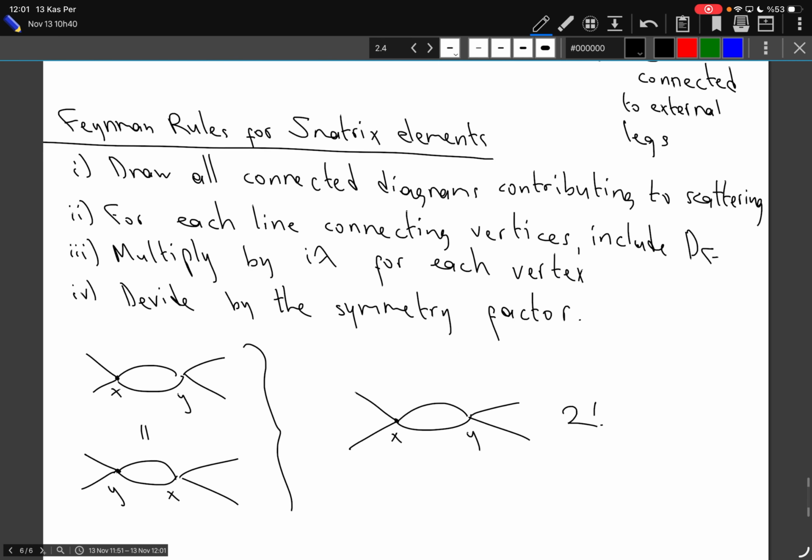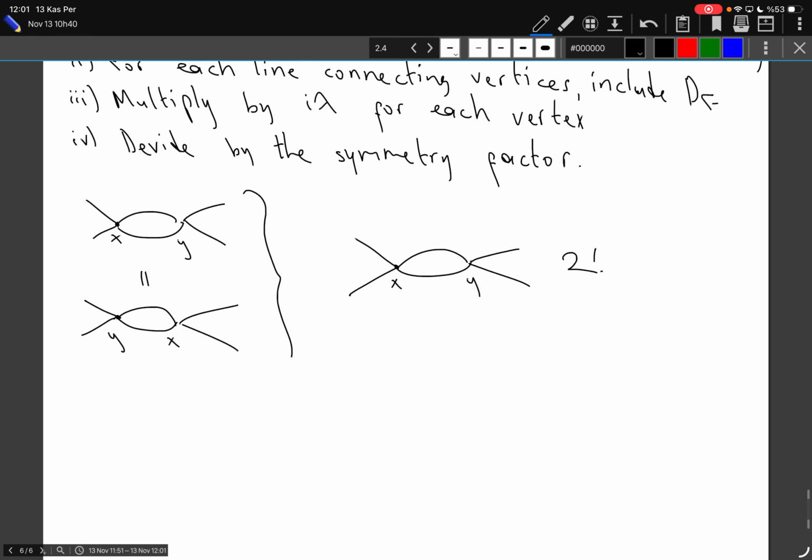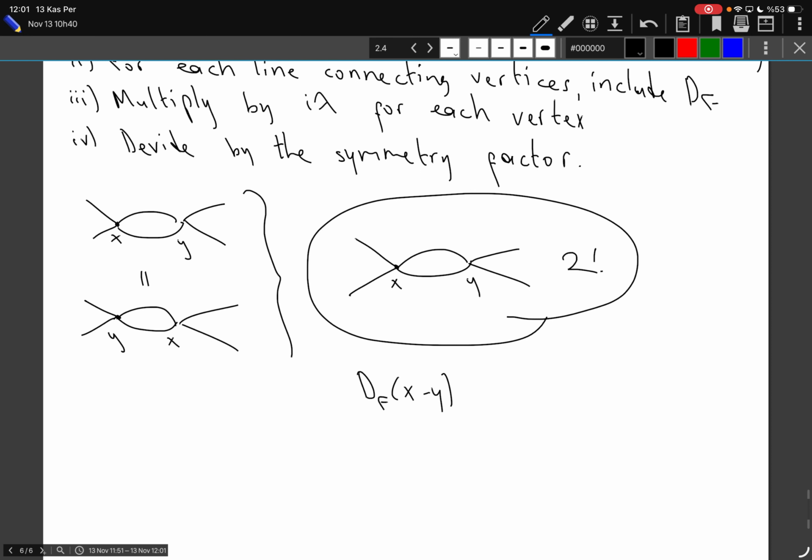So in fact, I can straight away write the contribution of this diagram to my S matrix. What I need to do is dx, the Feynman propagator between x and y, another Feynman propagator between x and y, just integrate over x and integrate over y, and I also have i lambda squared, symmetry factor is 2.